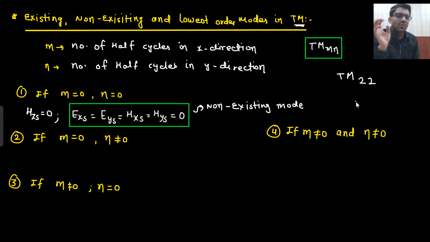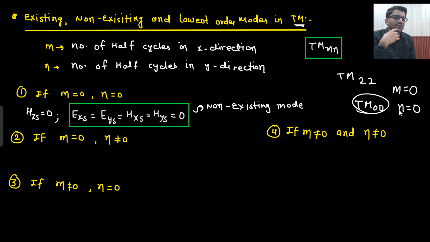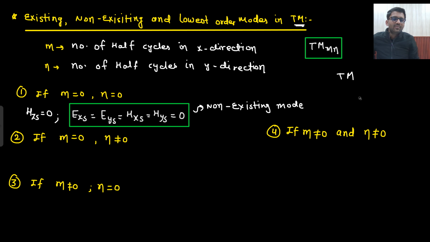So what did we get to know? That TM00 can never be written. Why is that so? Because 00 means M is equal to 0 and N is equal to 0. And if M and N are 0, then all these are 0. And if everything is 0, that means the wave is not even propagating. So this is a non-existing mode. Are you getting this point? So TM00 is never possible. So here I am writing, if both are 00, that means TM00, this is never possible.